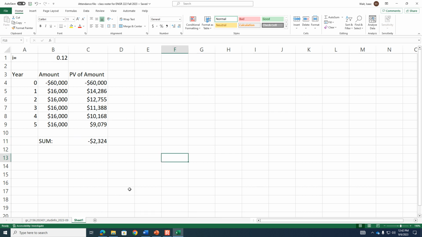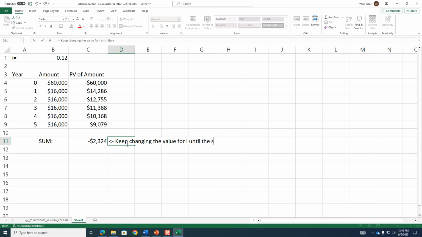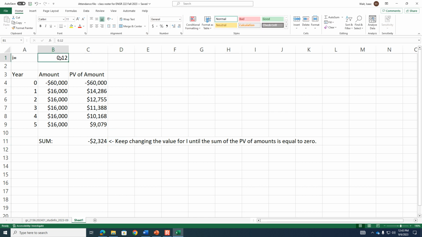All right, so what we want to do to find out what is the interest rate that makes this equal to 0. So let me just say, keep changing the value for I until the sum of the PV of amounts is equal to 0. All right, so I'll do that. Let me change this. It was closer when it was 0.1. So what about 0.11? That's too much. 0.101. That's better.